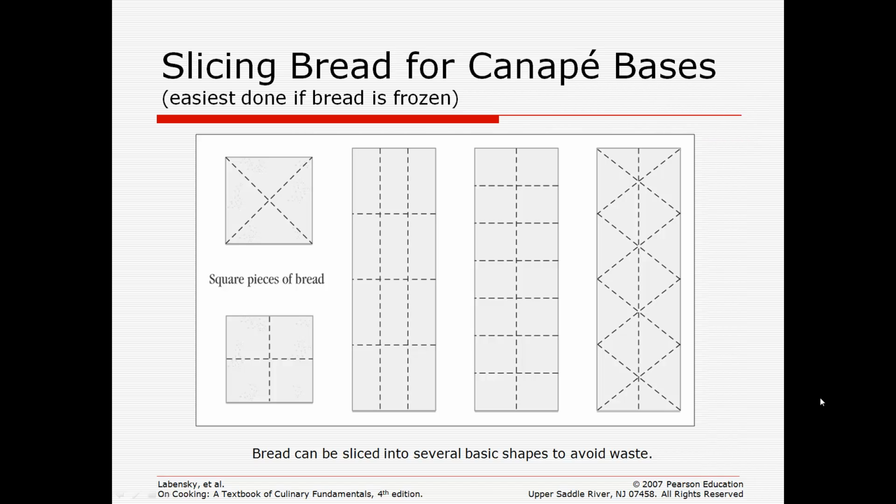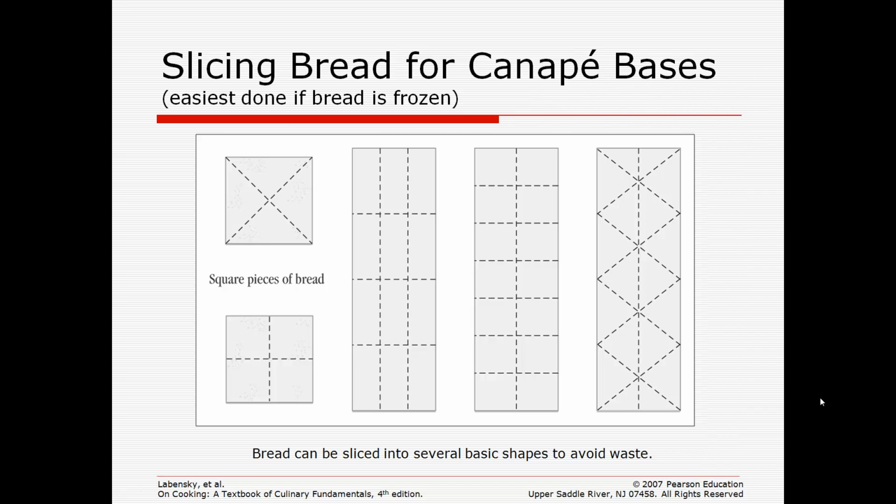Now, slicing bread for canapés is easiest done if the bread is frozen. And these are some examples of how to do that where you're not wasting any of the bread. You can also use cookie cutters if you want to get real creative with your shapes, or if you have a theme going on. A round cookie cutter would be generic. A small heart cookie cutter would be great for Valentine's Day.